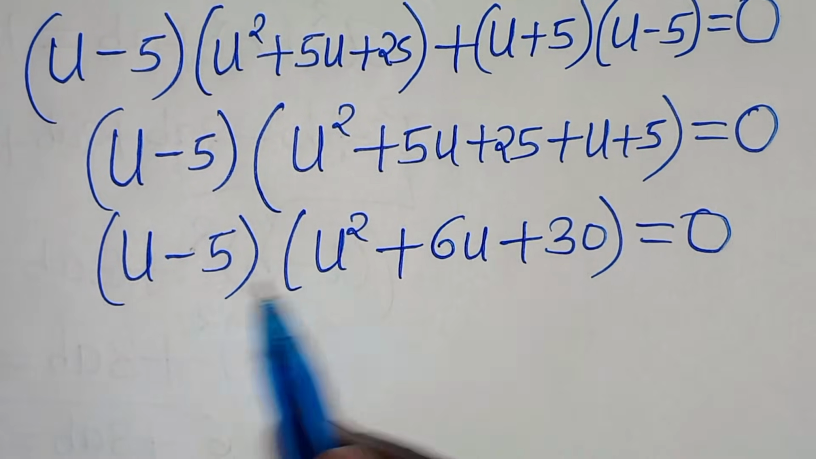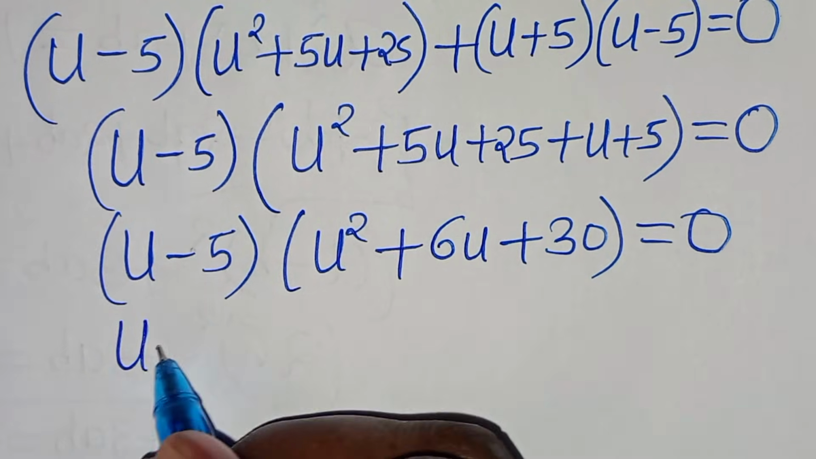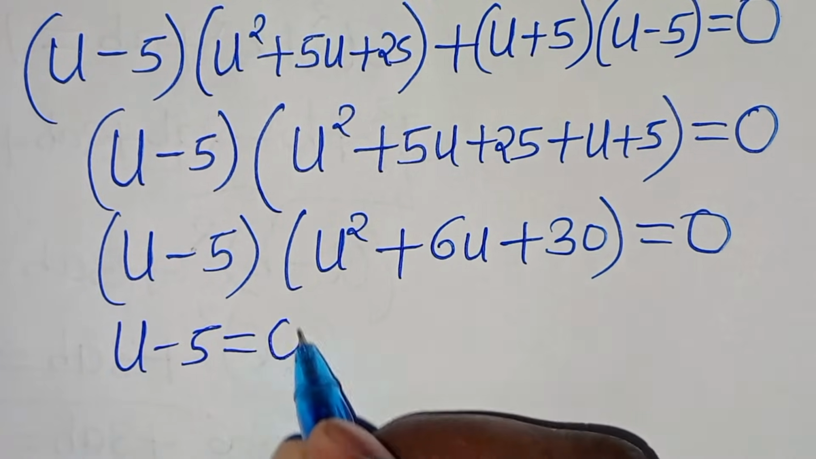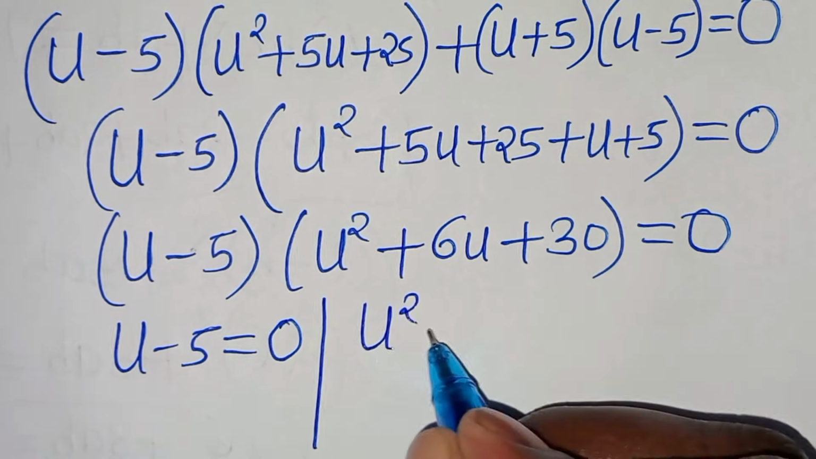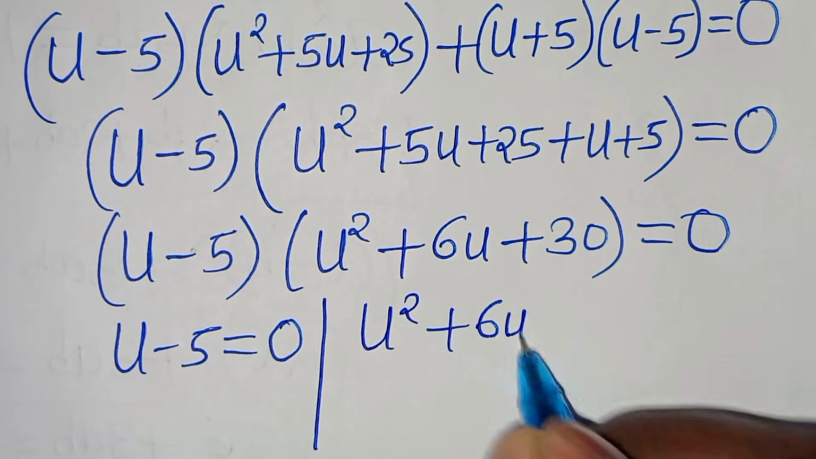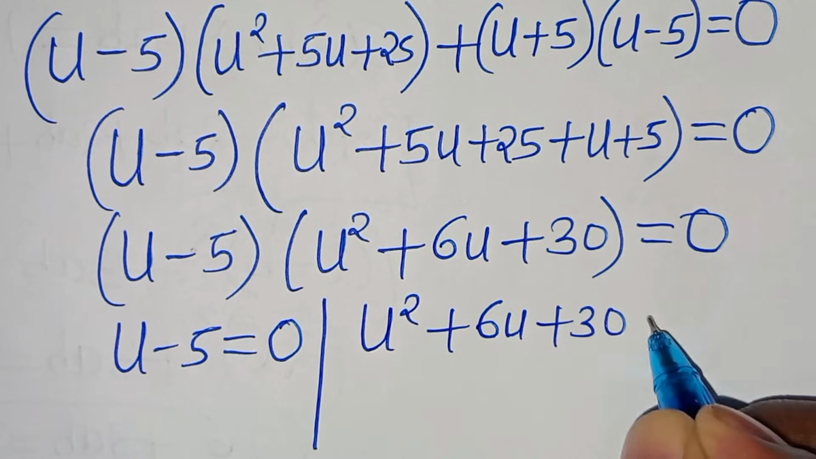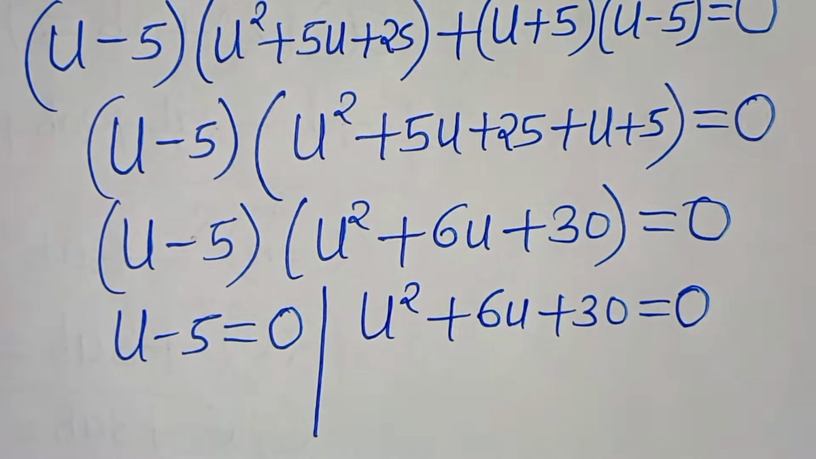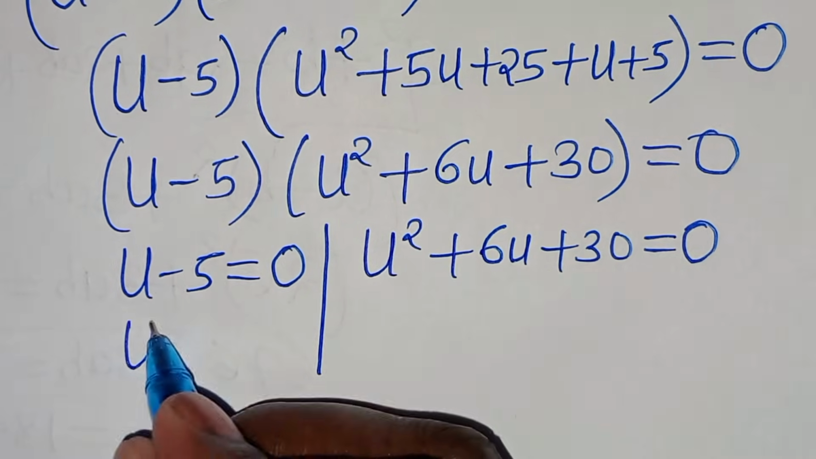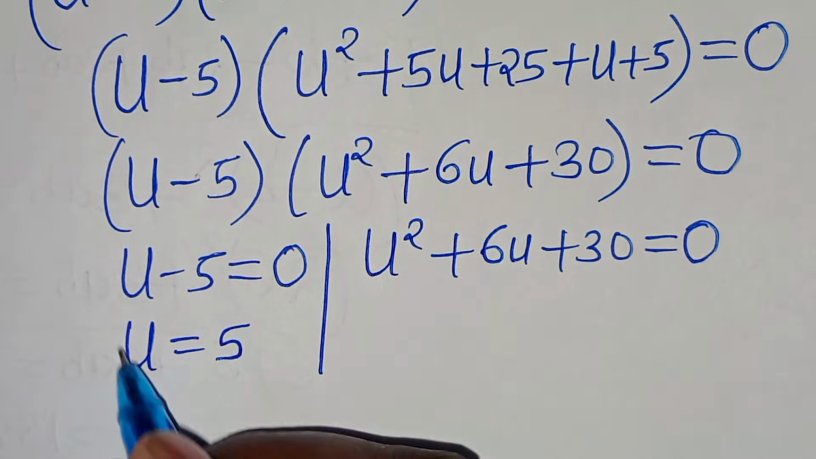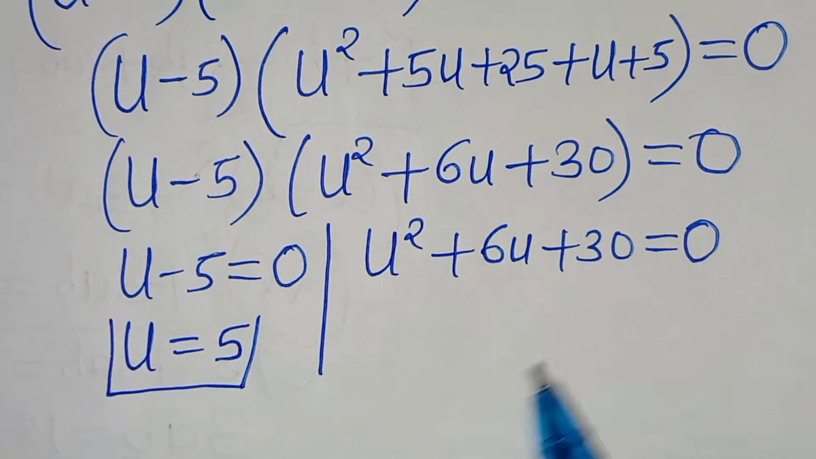Now, from the first part here, we have u minus 5 equal to 0. And the second case is u to the power of 2 plus 6u plus 30, this is equal to 0. From the first part here, we have u is equal to 5.